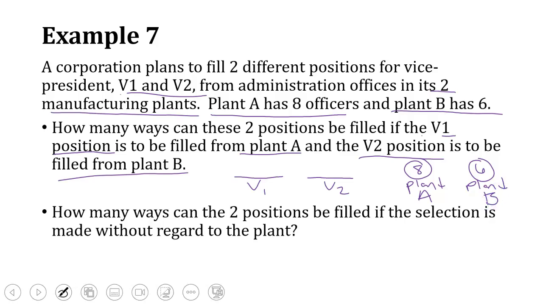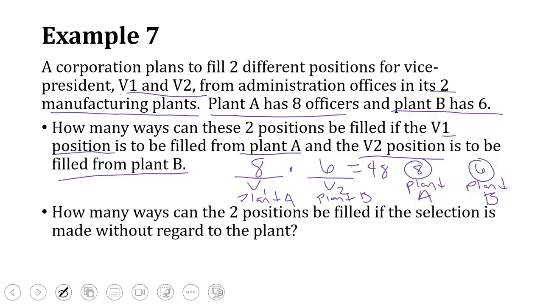All right, so the instructions say for this question, part A, that V1 has to be from Plant A. So how many people do I have in Plant A? 8. And then it says V2 has to be from Plant B. How many do I have? 6. So multiply those. 8 times 6, 48. You get 48 different ways of vice president.